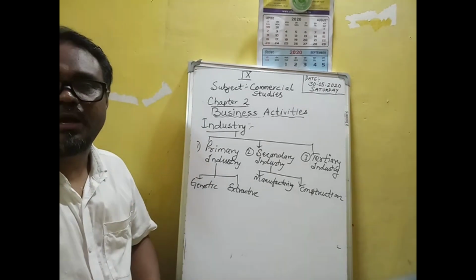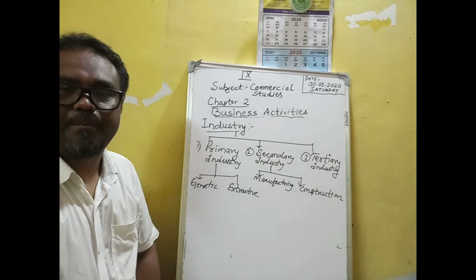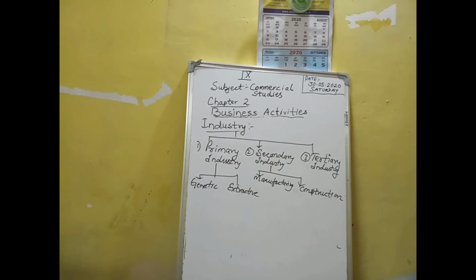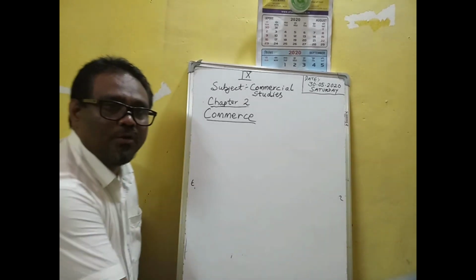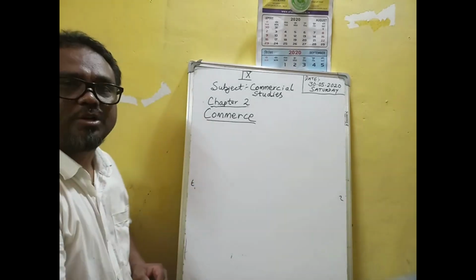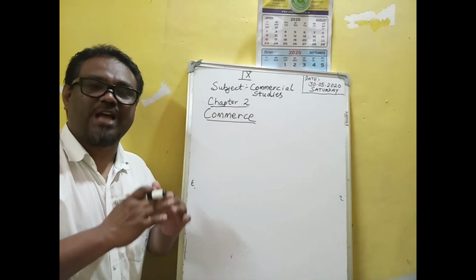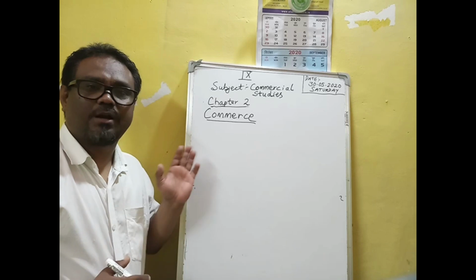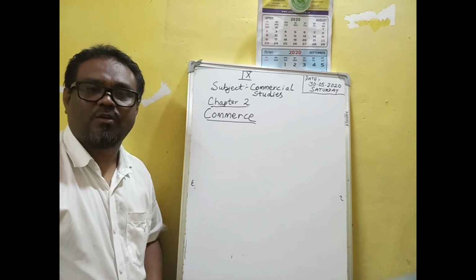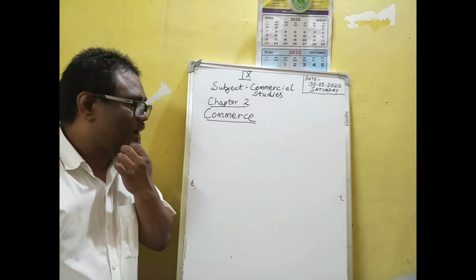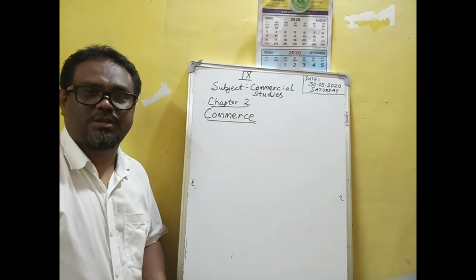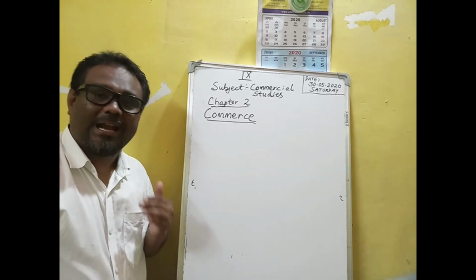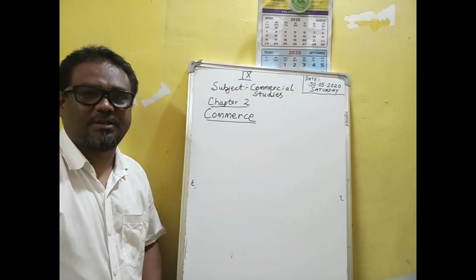Now we will do the meaning of commerce and the different branches of commerce. Our next topic is commerce. Business activities are classified into industry and commerce. Industry we have completed. Now we are going to the second classification, known as commerce. First of all, what do we mean by commerce? Commerce is the activity that helps in the exchange of goods and services.